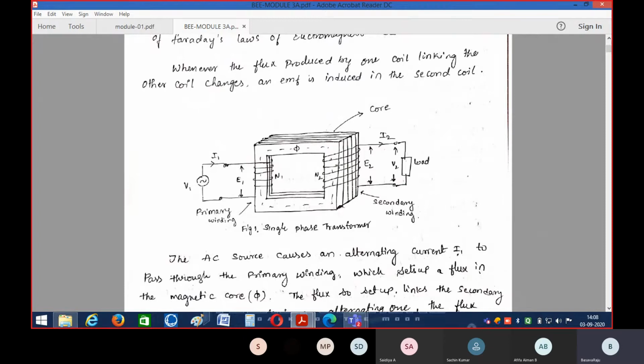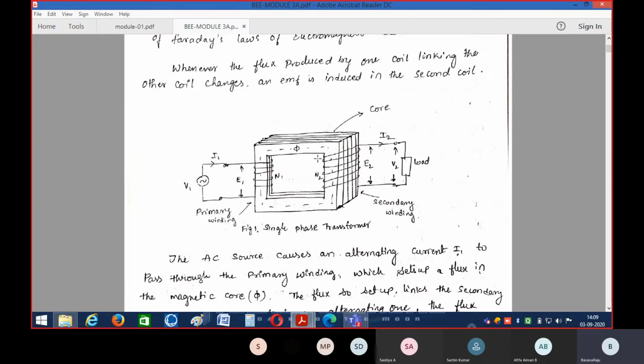So basically there are two types of transformers: step up transformer and step down transformer. In the case of a step up transformer, with respect to the primary, the secondary voltage will be higher in value. In the case of a step down transformer, with respect to the primary winding, the secondary winding voltage will be lesser in value. Based on whether you are stepping up or stepping down the level of voltage, we have the classification of the two transformers.